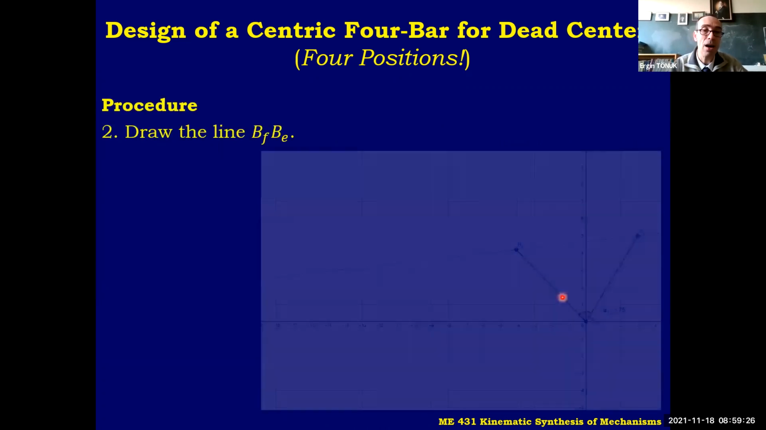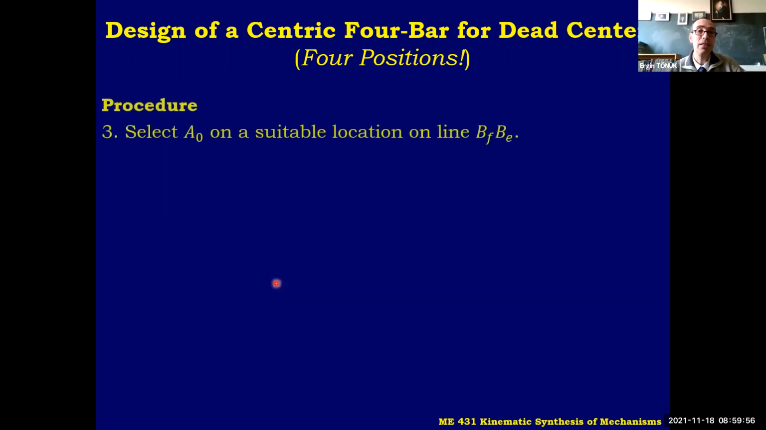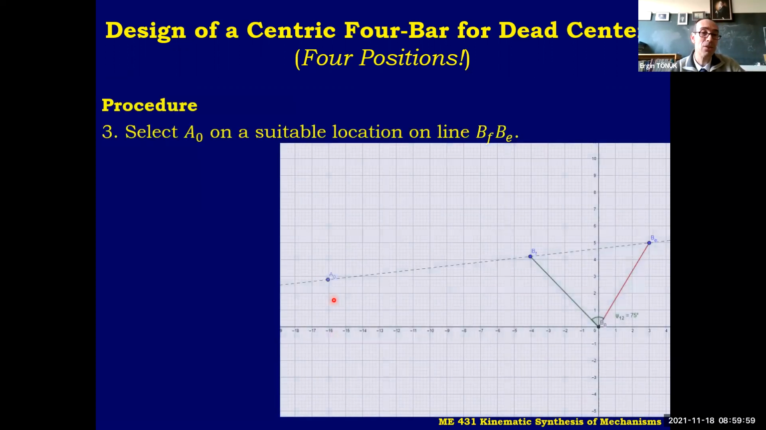Then I apply number 2. So I draw this line, which is a dashed line, and I can select A0 anywhere on this line, depending on my design. It can be that side as well, okay? Or this side. I will select it here. That's why this side is longer, but you could select it anywhere you like, okay? Even much farther here, okay? That's not a trouble. So select A0 arbitrarily, which I did here.